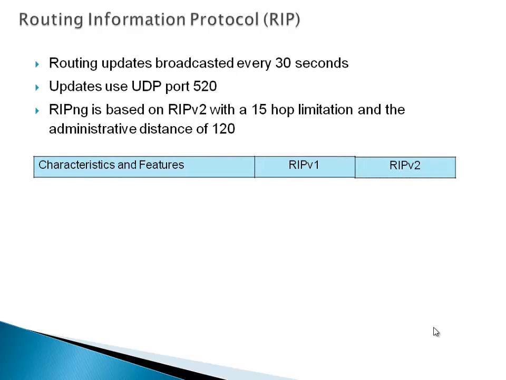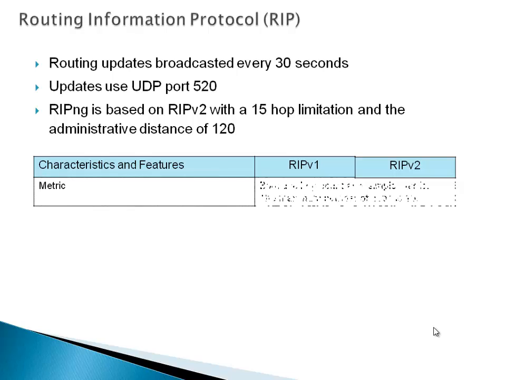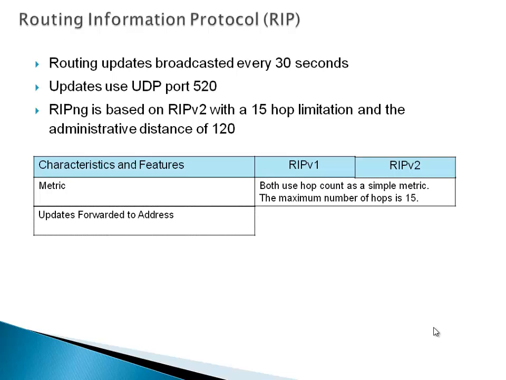So we have the characteristics and features of RIP version 1 and RIP version 2. Metric: both use hop count as a simple metric. The maximum number of hops is 15. So a network with more than 15 routers between the source and destination network is not allowed in RIP. Can't do it. So 15 is the maximum.